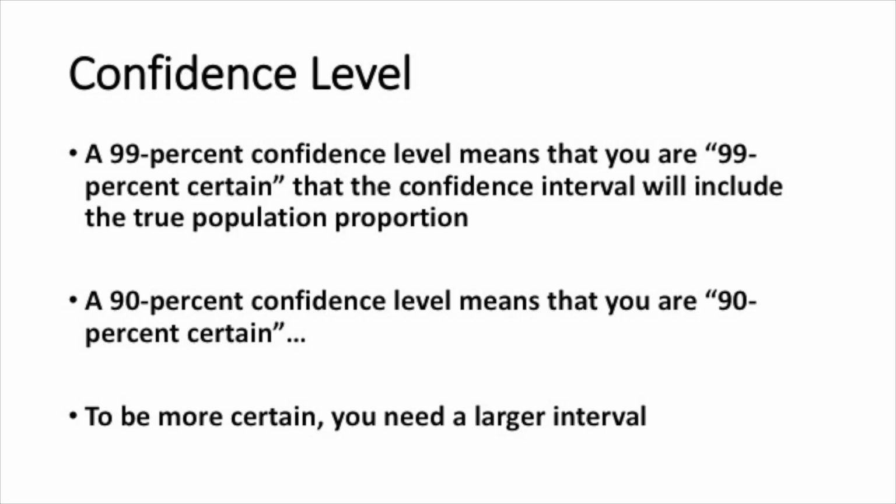As a researcher, you set the confidence level for the confidence interval that you're going to estimate. So for instance, a 99% confidence level means that you are 99% certain that the confidence interval that you calculate will include the true population proportion. A 90% confidence level means that you're 90% certain that the interval that you calculate will include the true population proportion. So if you want to be more certain, you actually need a larger interval.